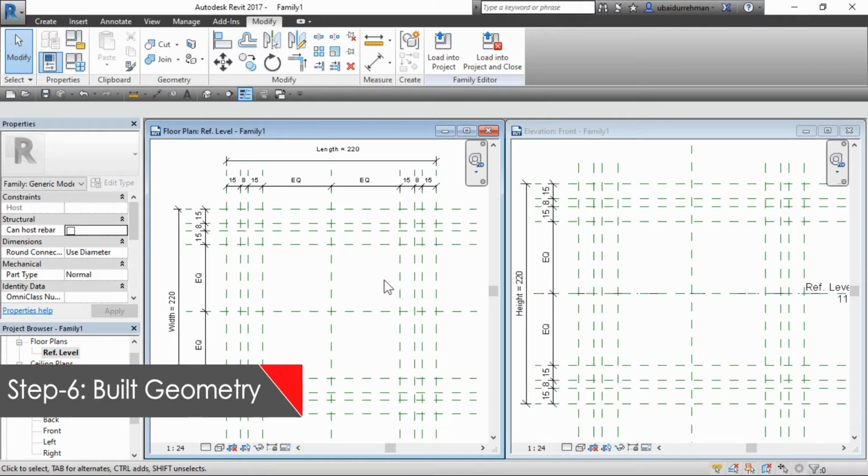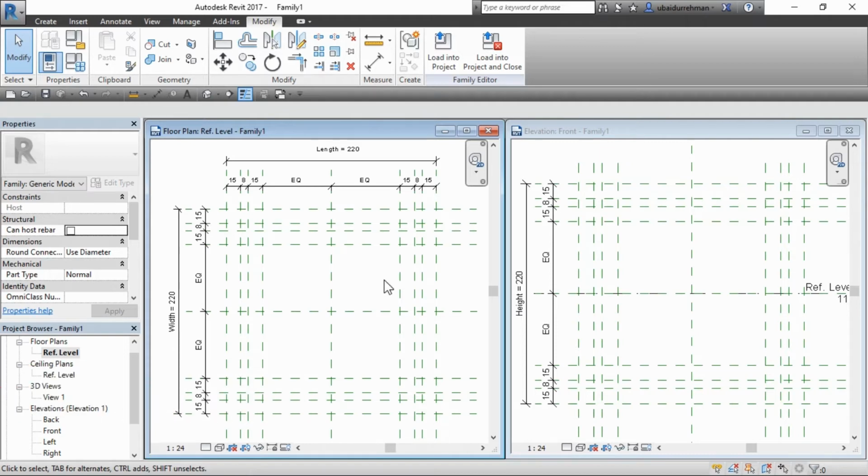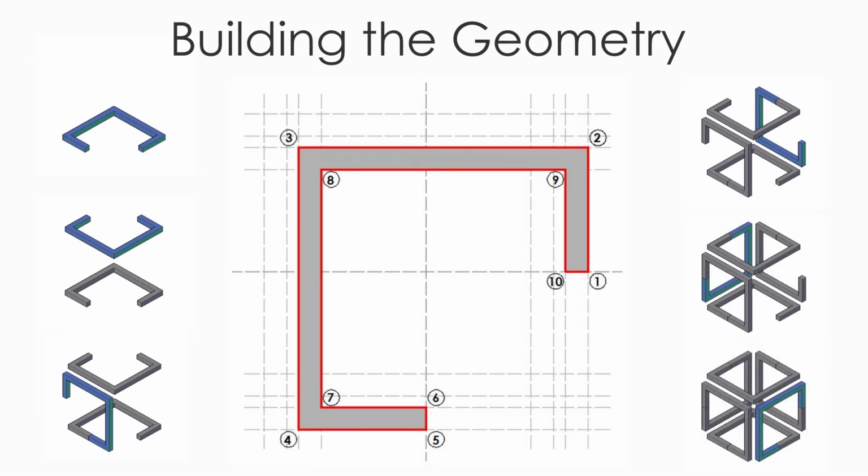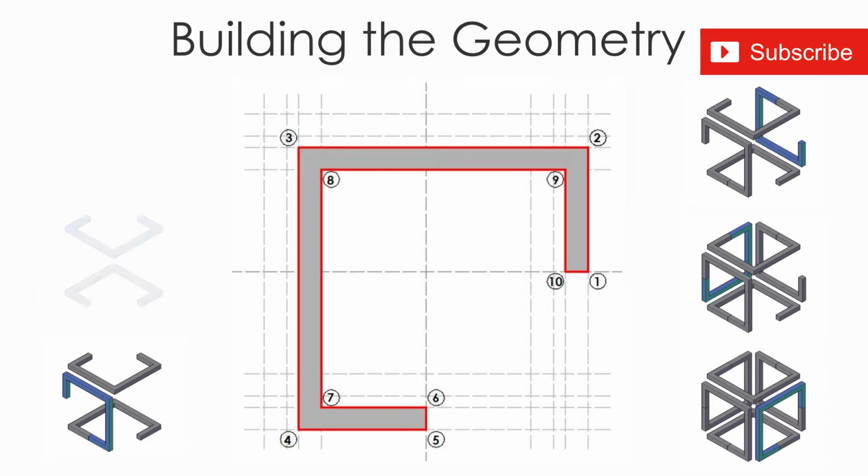It's time to build the geometry. This geometry consists of 6 copies of a simple shape which you can see on the screen. And this shape is a building block of the infinity cube.